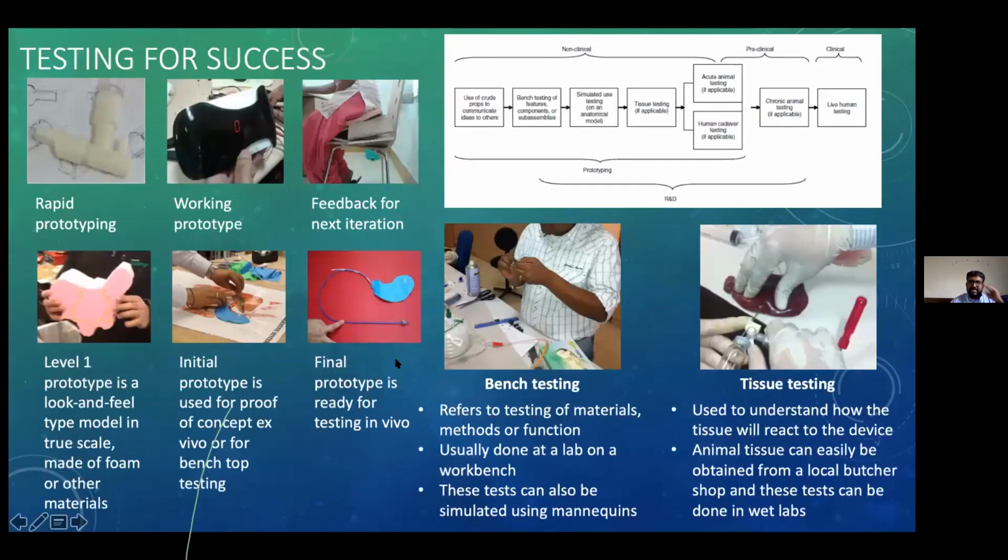So this is just a slide that I've used in my teaching previously. So there are now 3D printers that can help you make rapid prototypes. This is an example of a working prototype that somebody made.